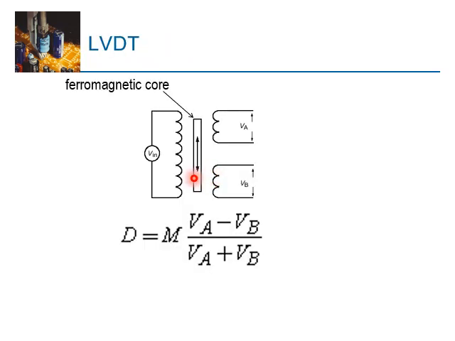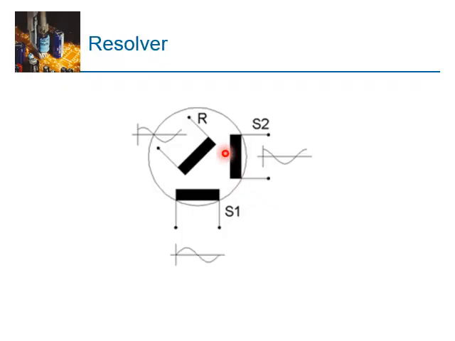You have something called LVDT, linear variable differential transformer. As this core moves up and down, the voltage difference between VA and VB changes, and this helps you to measure the distance. This is the zero, from the zero you go up and down, and you will have the differences in VA minus VB.